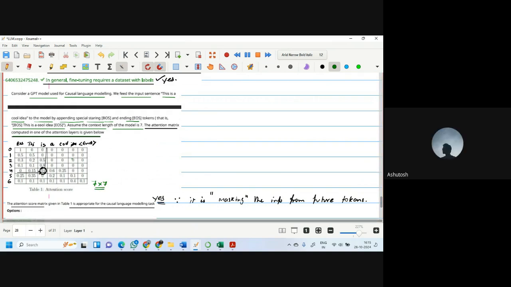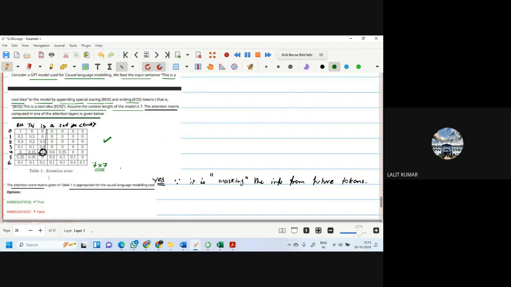T is 7. Yes. Okay. And these are your attention matrices. The attention score matrix given in table 1 is appropriate for the causal language model task. Is it true? This is true. What is the basic objective of finding the attention matrix? In GPT we are using that for the decoder. So this is after applying the mask, right? Yes. For this question, just seeing this, we say yes, it is true.